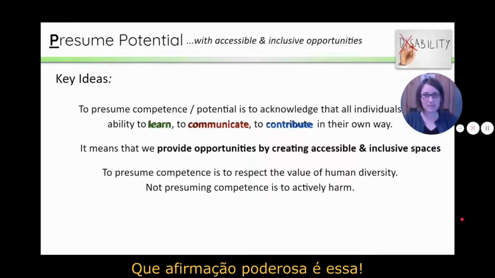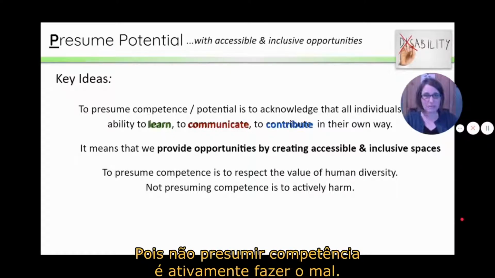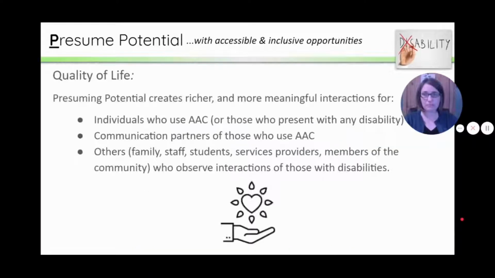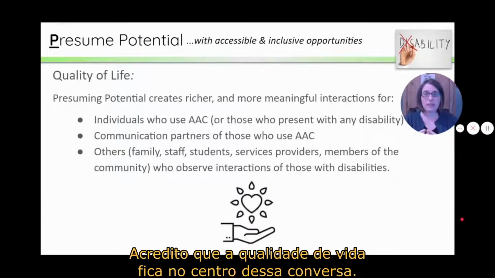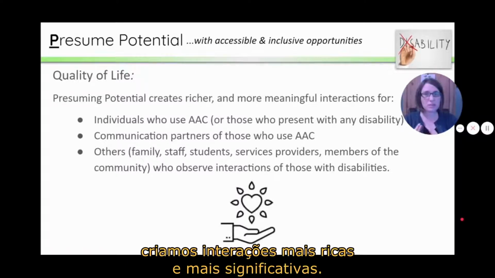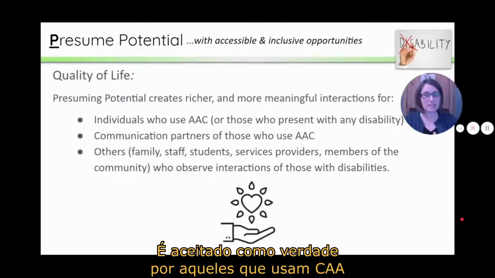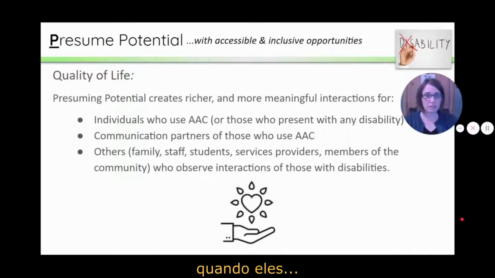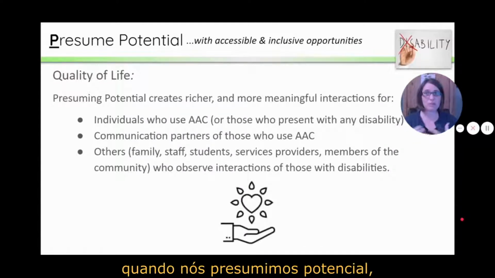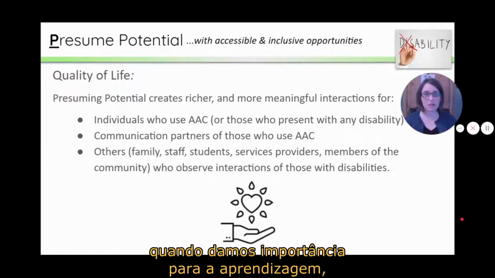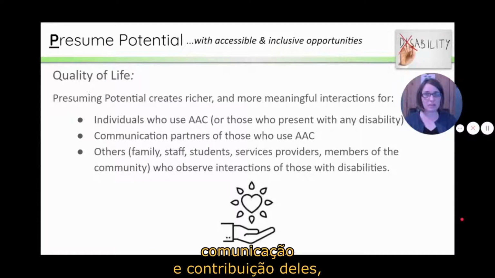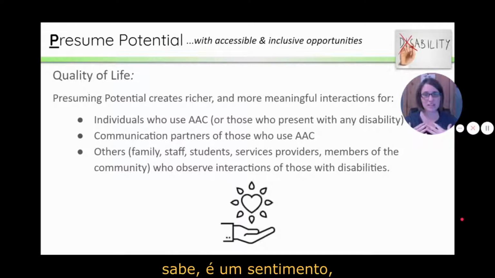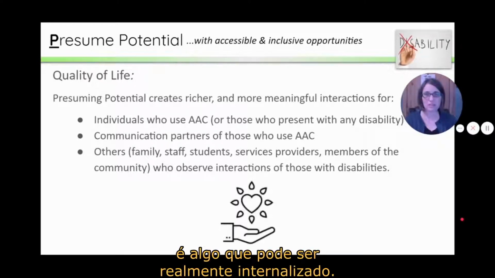What a powerful statement that is, because not presuming competence is to actively do harm. So quality of life, I think, really sits at the center of this conversation. Presuming potential, when we do this, it creates richer and more meaningful interactions. It's kind of a given that this is true for those who use AAC. When we presume potential, when we value their learning, their communication, and their contribution, then that's a feeling. That's something that can be really internalized.